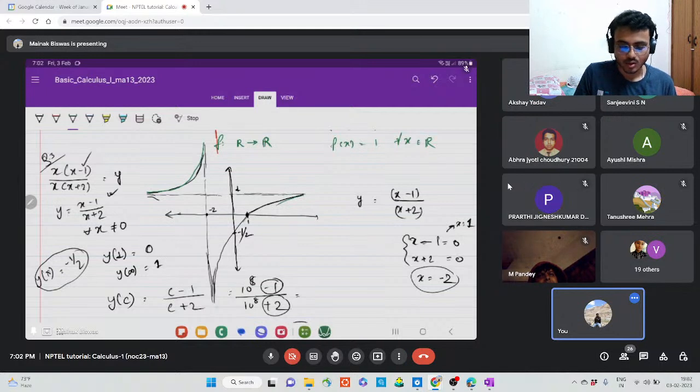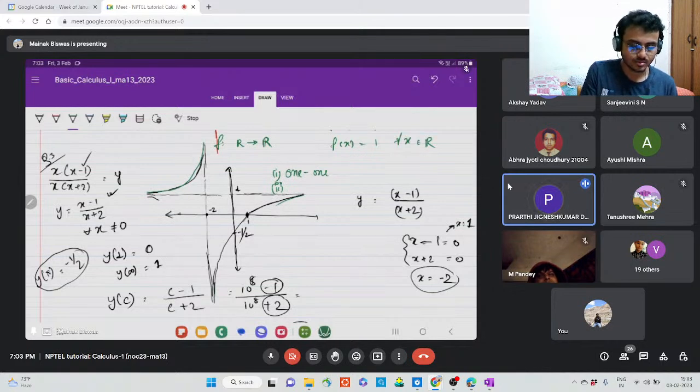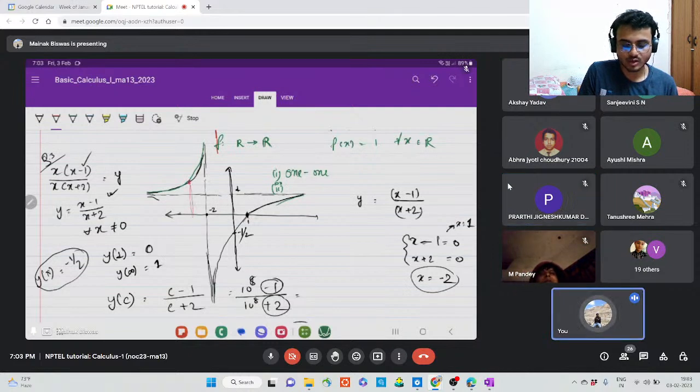One-one, right? How did you tell one-one? This is a very good observation. One-one. This is the first point about this function. Because for any value of y, we have only one x. Correct. So for any value of y, you have only one x.